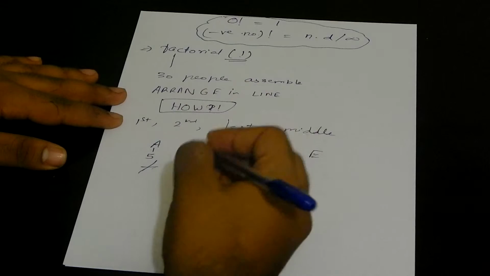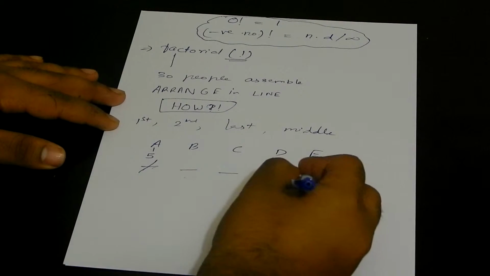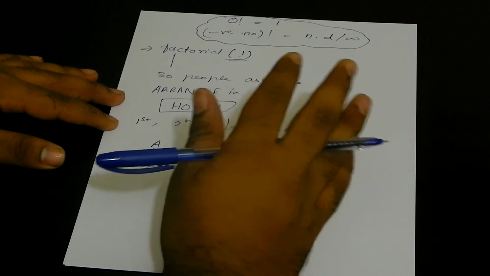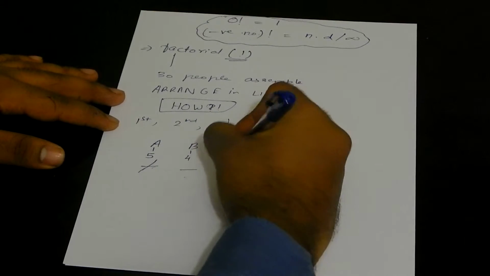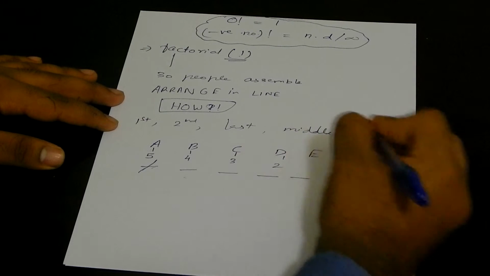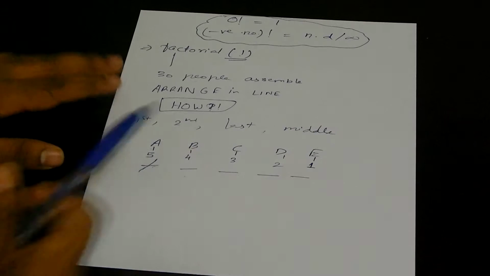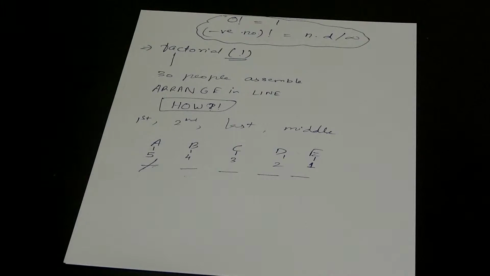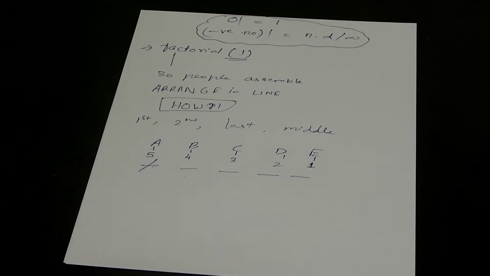After choosing his seat, it was person B's turn to choose a seat. Looking at the remaining seats, which were 4, he had only 4 different ways in which he could choose a seat. Similarly, person C could choose his seat in 3 different ways. Person D could choose his seat in 2 different ways. And finally, person E chose his seat in the last possible way.